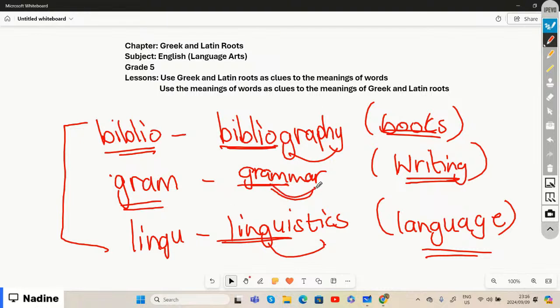Gram in grammar is to do with writing, which means that in grammar we look at the style of your writing, the structure of your writing. And then we look at linguistics. Lingo means language. Linguistics can mean the English language, can mean the Afrikaans language. It's more like where you're studying language, and language can be any form of language that you are literally studying and researching.